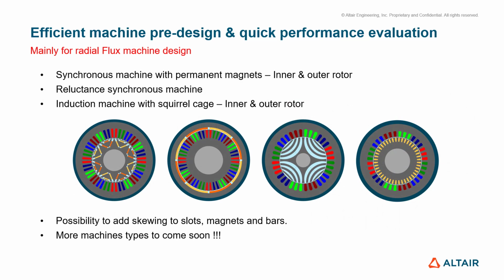Altair FluxMotor is mainly for radial flux machine design, but is constantly evolving. In fact, the developers team is working on an axial flux machine that will be available soon. Today, you can find synchronous machine with permanent magnets, inner and outer rotor, reluctance synchronous machine, induction machine with squirrel cage, inner and outer rotor, and also the possibility to add skewing to slots, magnets, and bars.